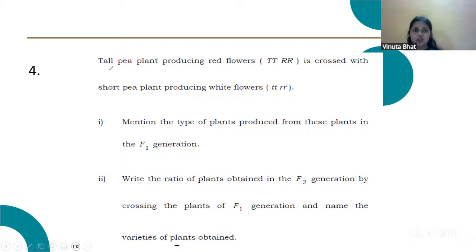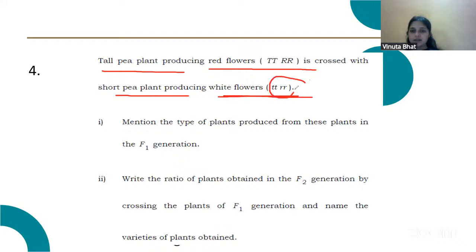Here again the same question. A tall pea plant producing red flowers is crossed with a short pea plant producing white flowers. That is small t, small t. Mention the type of plants produced in the F1 generation and the ratio of the plants obtained in the F2 generation by crossing the F1 generation plants, and name the varieties of plants obtained. Please note down this question. After that, we are solving the answer for this question.